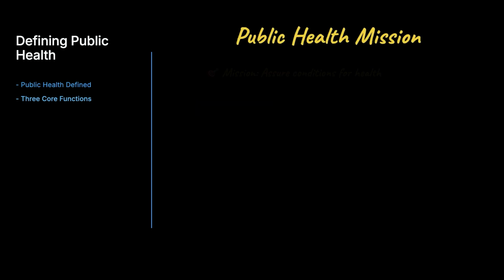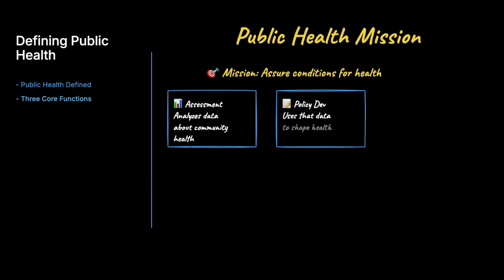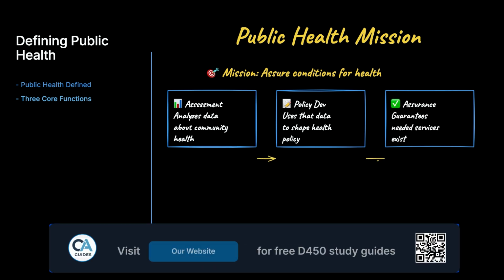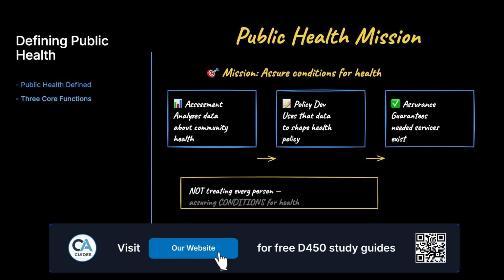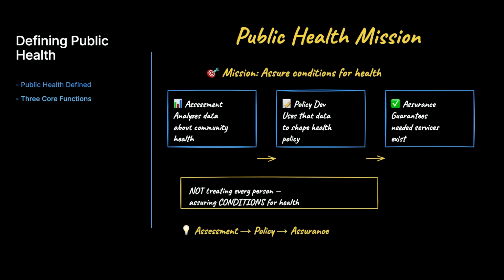The mission of public health is assuring the conditions in which people can be healthy. It does not promise to personally treat every individual. It assures the conditions that make health possible. That mission produces 3 core functions you must know. Assessment, which analyzes data. Policy development, which uses that data. And assurance, which guarantees needed services exist.